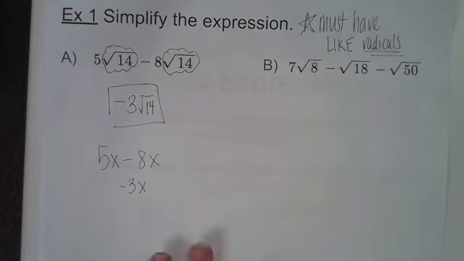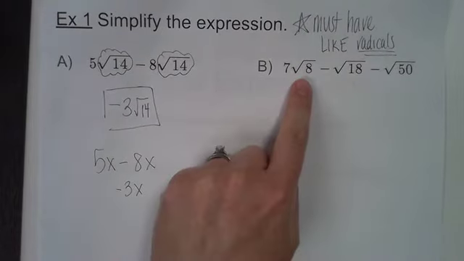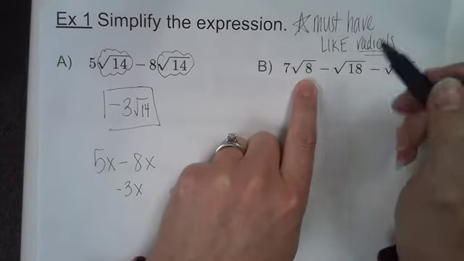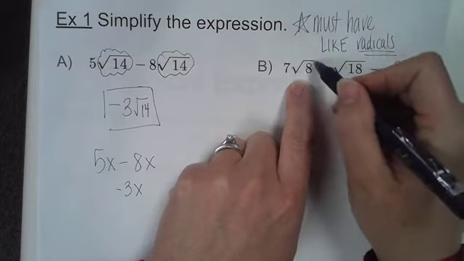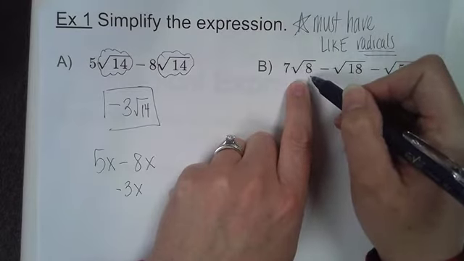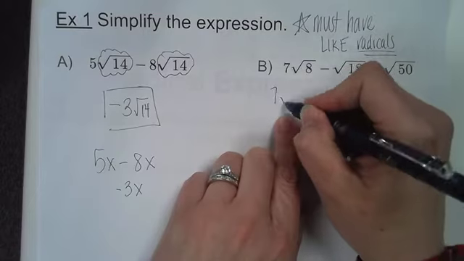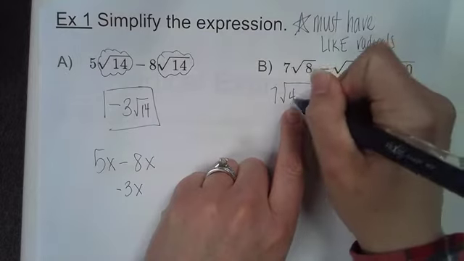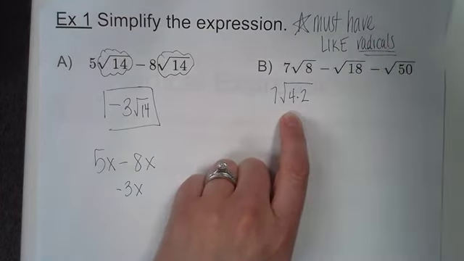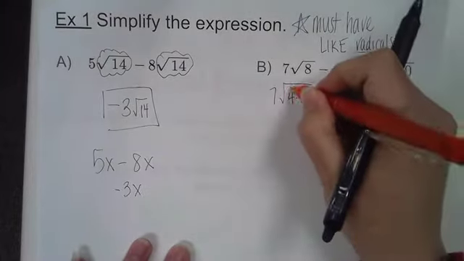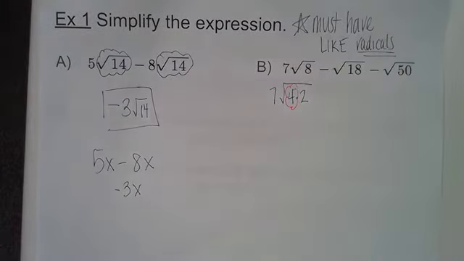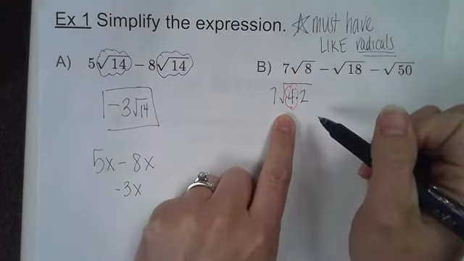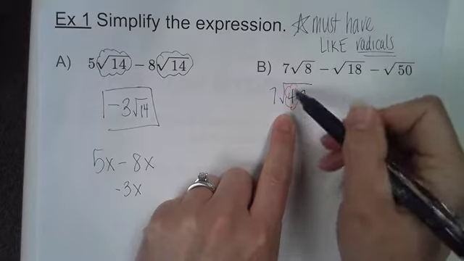Do we have like radicals here? No. But I can simplify first. On this square root of 8 here, I need to simplify that. 8 breaks apart into what times what? 4 times 2. Wow, 4 is such an awesome number. What kind of number is 4? Perfect square. So what is the square root? Oh, it is a 2 times 2. What is the square root of 4?